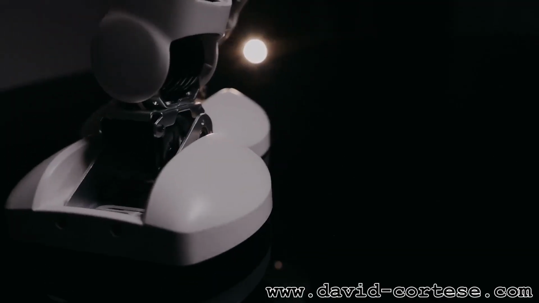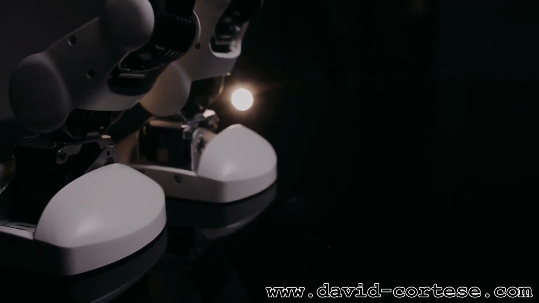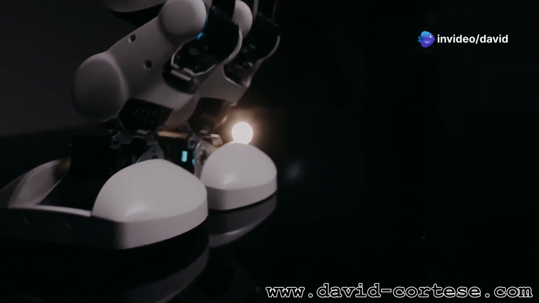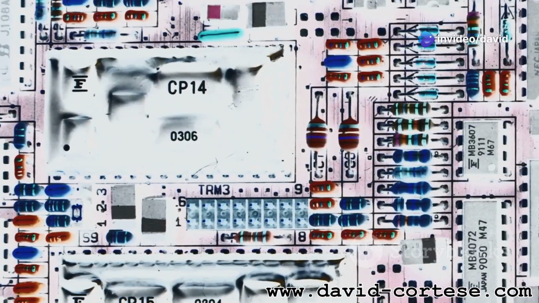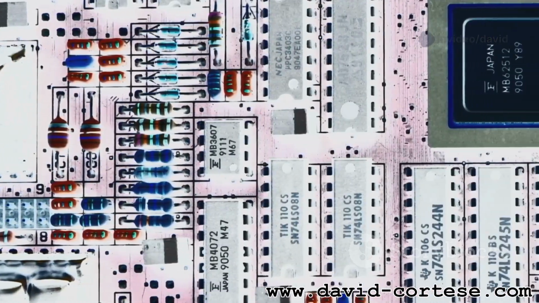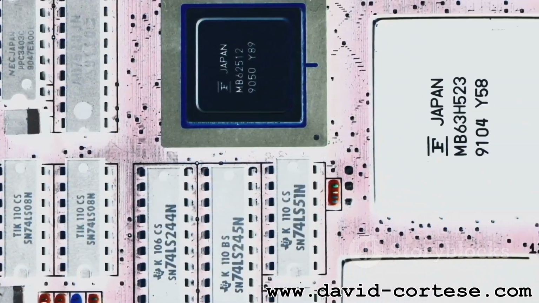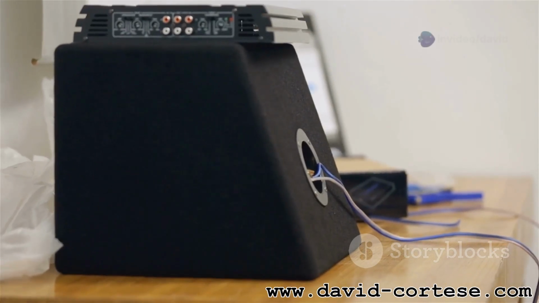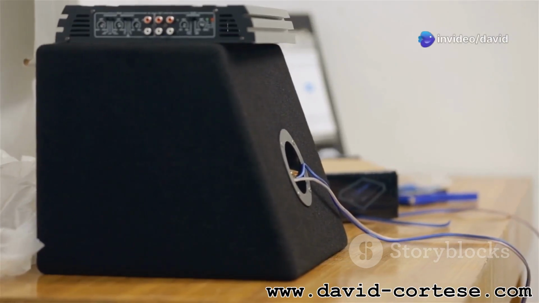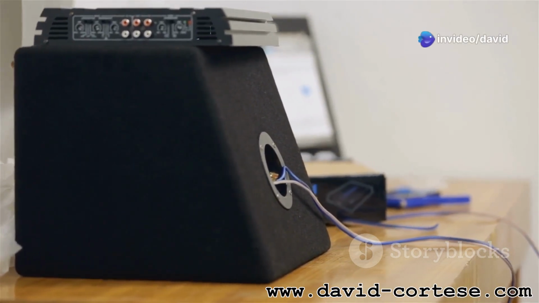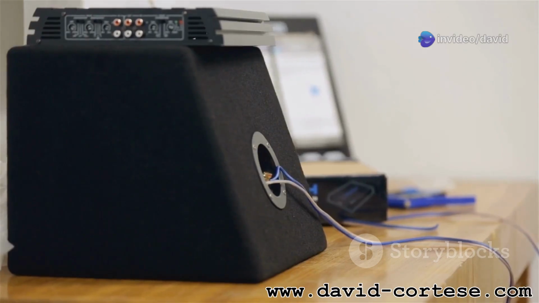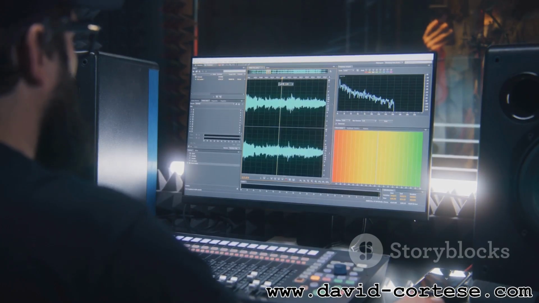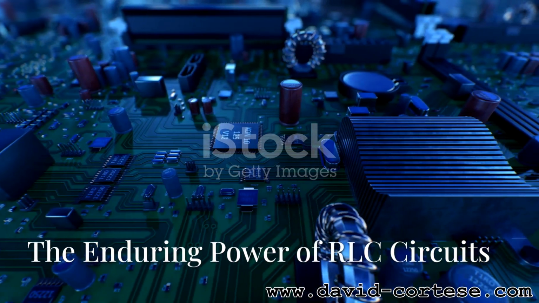RLC circuits are also widely used in filters, which are essential components in audio equipment, telecommunications, and many other electronic systems. Filters use the frequency-selective properties of RLC circuits to allow certain frequencies to pass through while blocking others. For example, low-pass filters, commonly used in audio systems, allow low-frequency signals to pass through while attenuating high-frequency signals. This helps to create a cleaner sound by removing unwanted high-pitched noise.